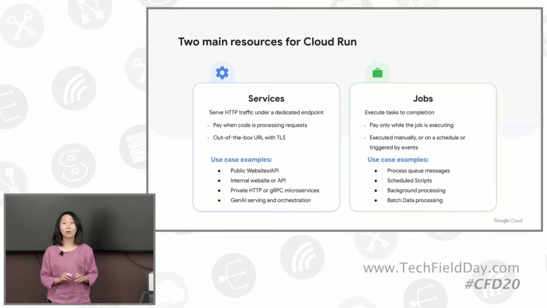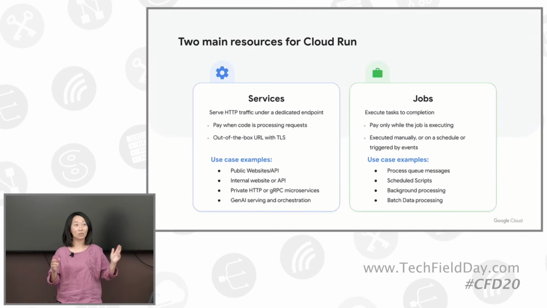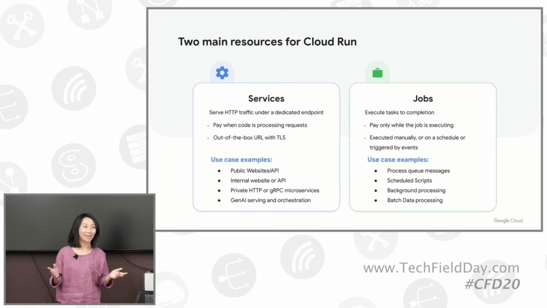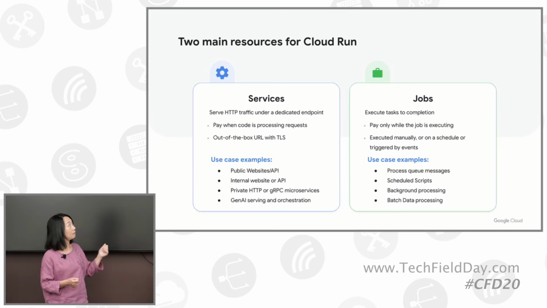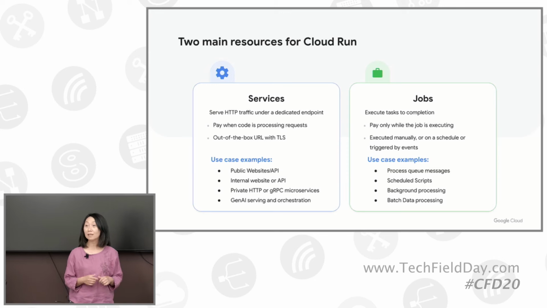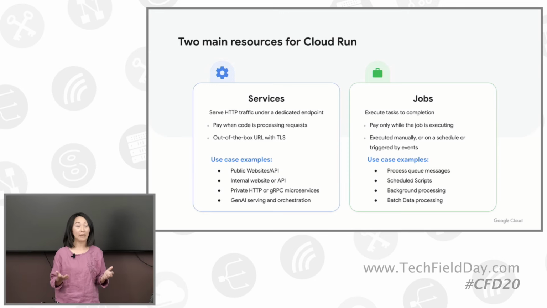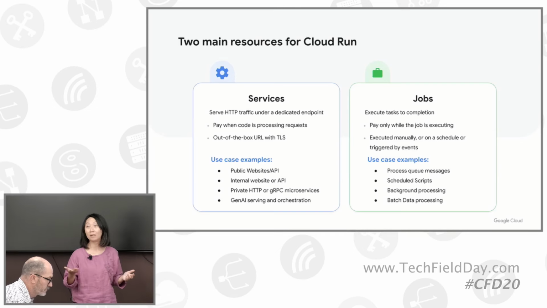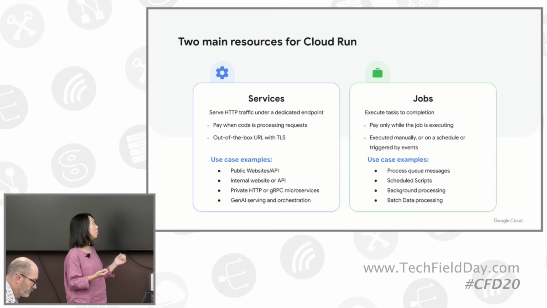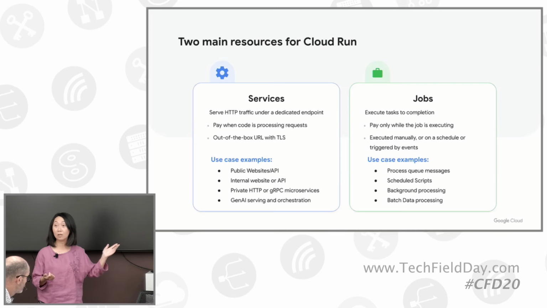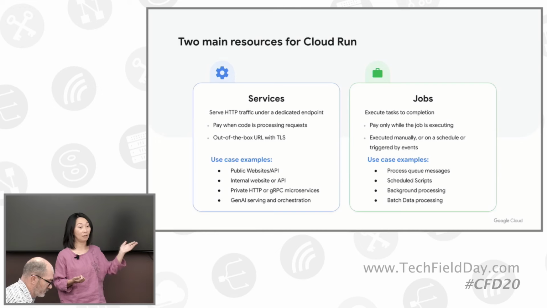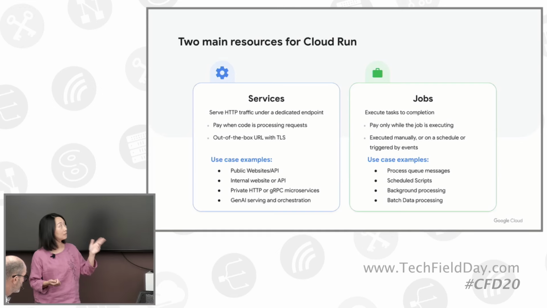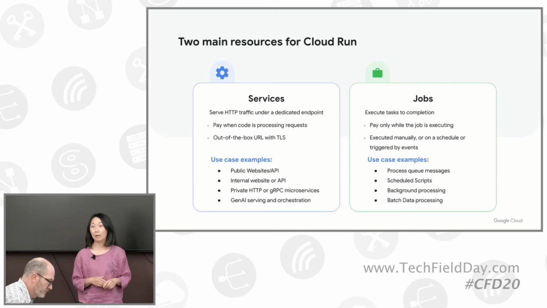All right, so there are two main resources for Cloud Run, and they are associated with two different types of use case categories. The first one is called Cloud Run Services. It serves as HTTP dedicated endpoints, so it's great if you have internal or external web applications, gRPC, HTTP-based private microservices, and GenAI, of course, serving and orchestration. We're going to take a closer look at that in a second, and with a demo as well.